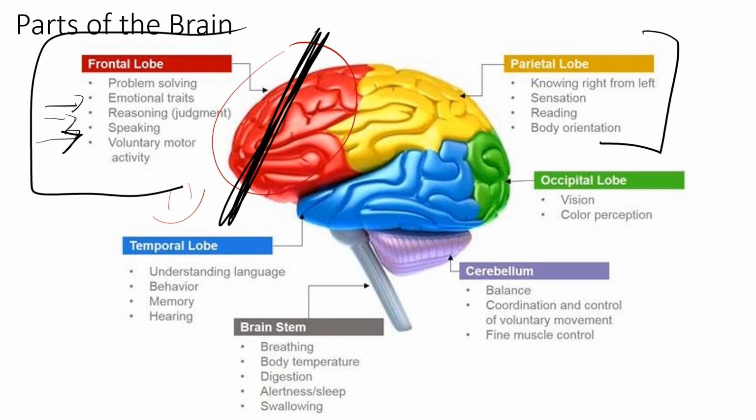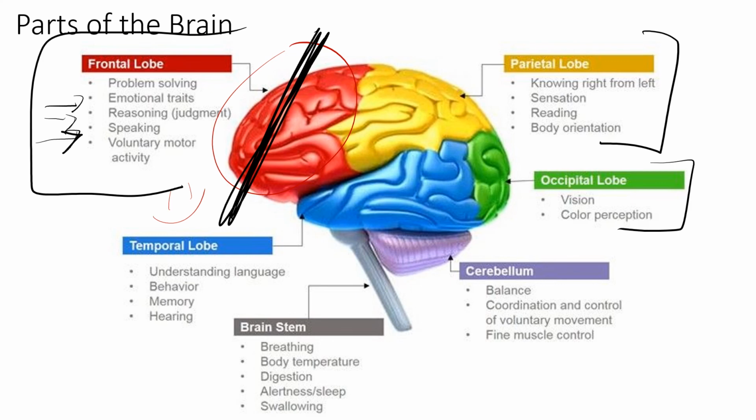All right, moving to the very back of your head, your occipital lobe. This deals with vision and color perception. This is why if you've ever fallen and hit the back of your head, you might see stars, right? And major head injuries to the occipital lobe can cause people to go blind.